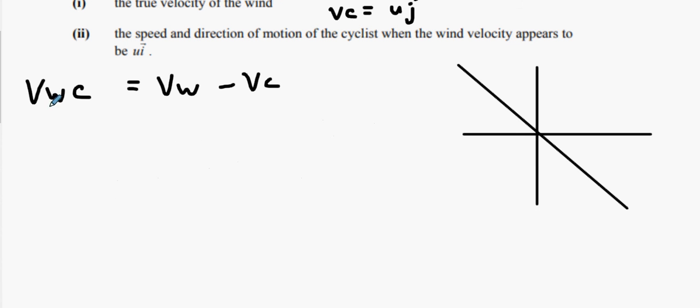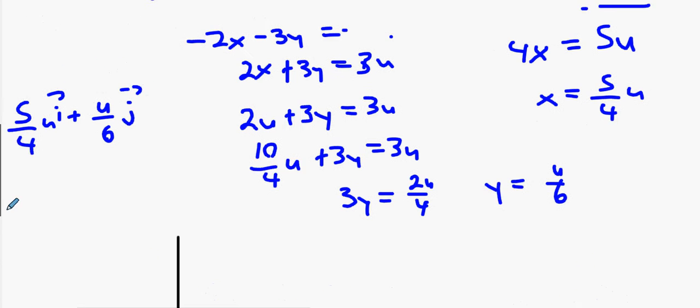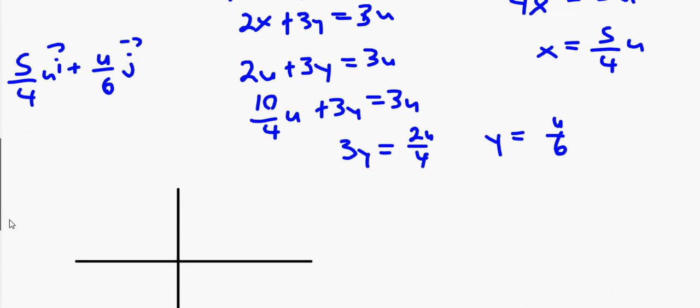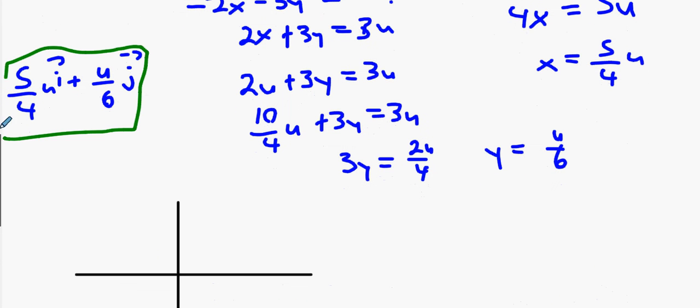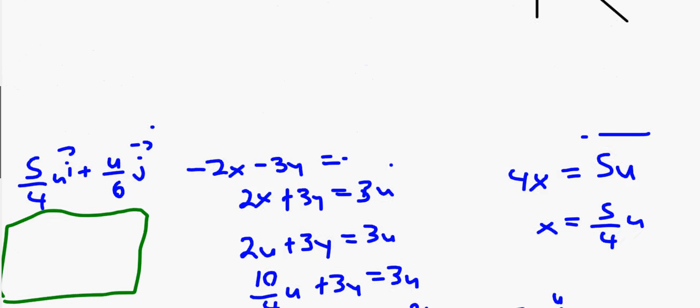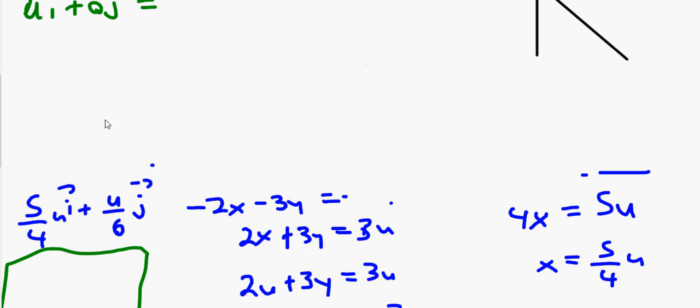So, the velocity of the wind according to the cyclist is what? Anybody? ui plus 0j. We know the velocity of the wind, that's locked down, isn't it? There it is there, that's the velocity of the wind. Okay, drag it up, happy days. So that's my velocity of my wind.